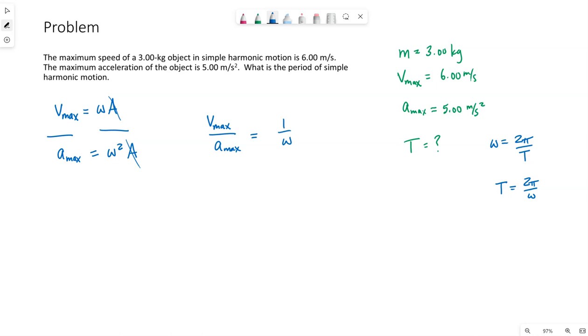Okay. We know that omega is 2 pi over T. So if I substitute that in, I now can say that Vmax over Amax is equal to the period over 2 pi. We're given Vmax, we're given Amax, so we just need to plug everything in now. If we solve for period, we end up with 2 pi times Vmax over Amax.